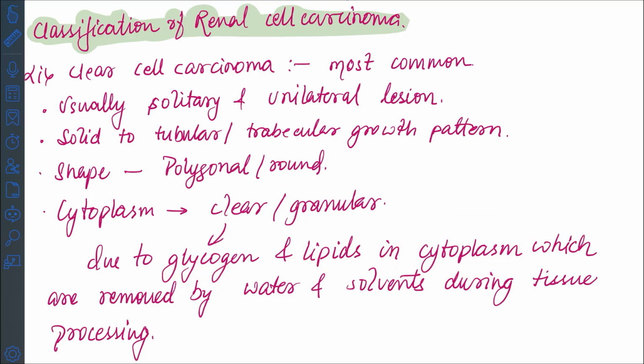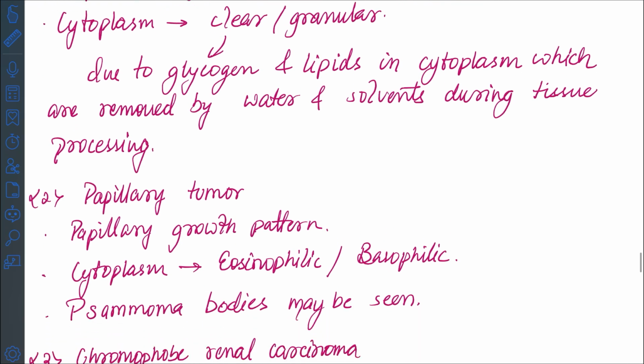When these cells undergo the process of tissue processing, the glycogen is washed out by the water, solvent, and the other products used in tissue processing like alcohol, ethanol, and oil, ultimately leaving the cytoplasm blank, giving it a clear appearance.